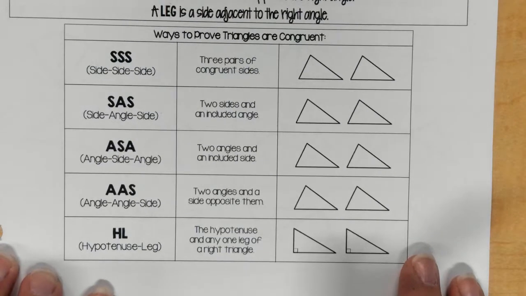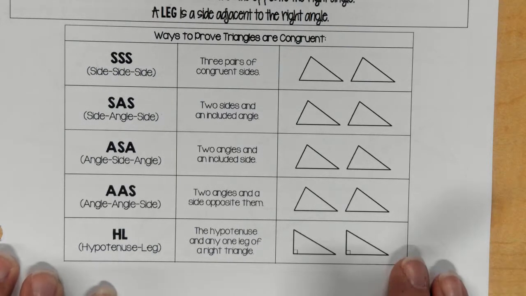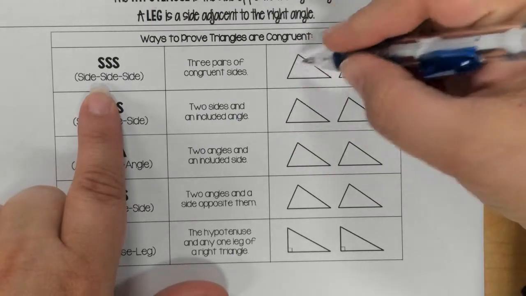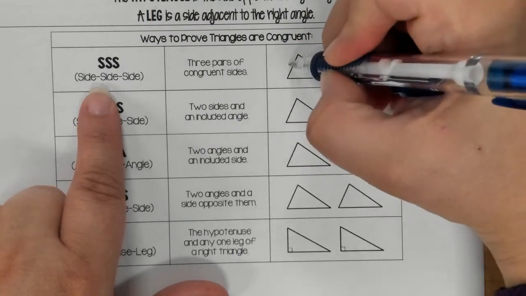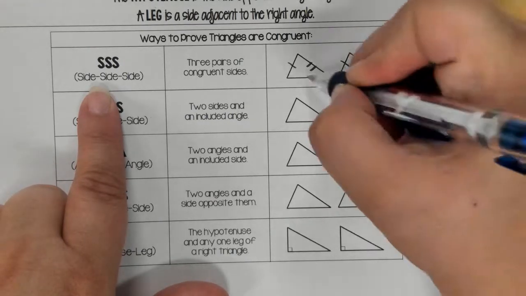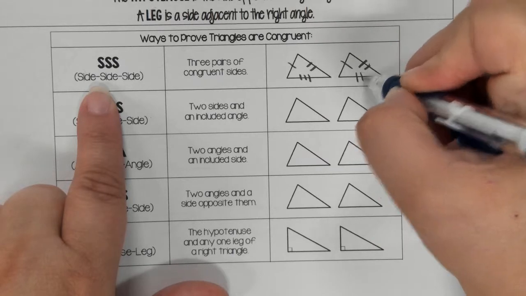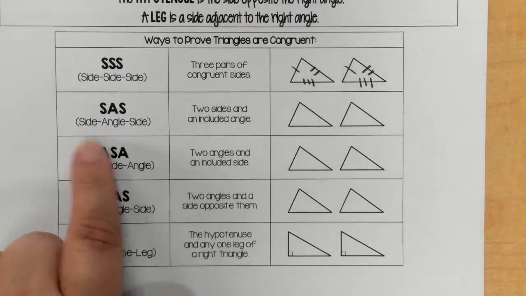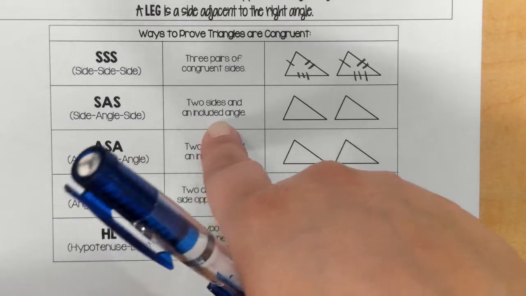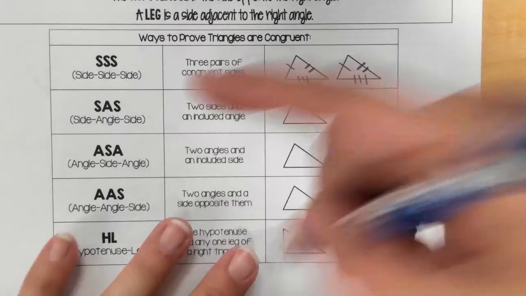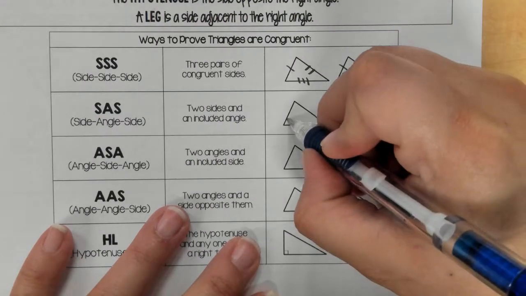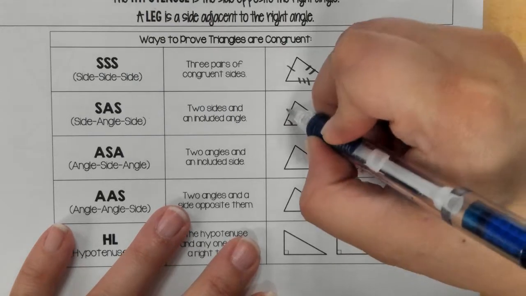For this section, you are just going to show the congruencies. So if I have side, side, side, I show that a side from each one of these triangles matches up. So like this matches up with this. This matches up here, and this matches up with the third one. For side, angle, side, I have to have two sides and an included angle, which means the angle in between the two sides. So I could say like this one, an angle, and then another side.